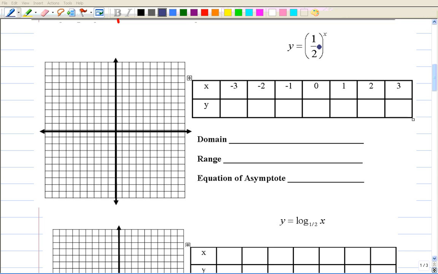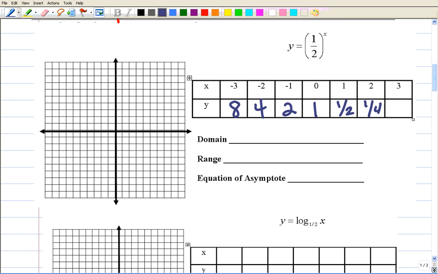Okay, so let's look at the exponential equation 1/2 to the x power. So again, we're looking at an exponential. 1/2 to the negative 3 is the same thing as 2 cubed, so we'll get 8. 1/2 to the negative 2 is the same thing as 2 squared, so that's 4. 1/2 to the negative 1 is 2. Anything to the 0 is 1. Anything to the first power is just itself.